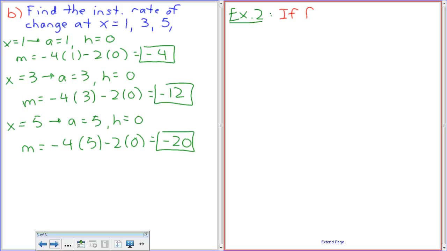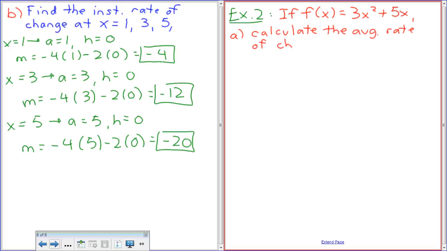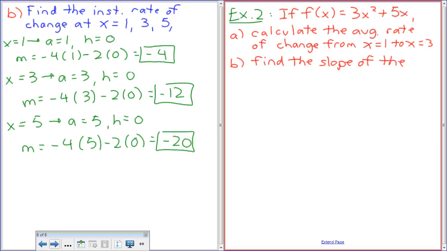If f of x equals 3x squared plus 5x, A calculates the average rate of change from x equals 1 to x equals 3. And B finds the slope of the tangent at x equals 2. Okay, I'm going to pause the video and take a break here while you work on this. I've got a little under 10 minutes to do this.